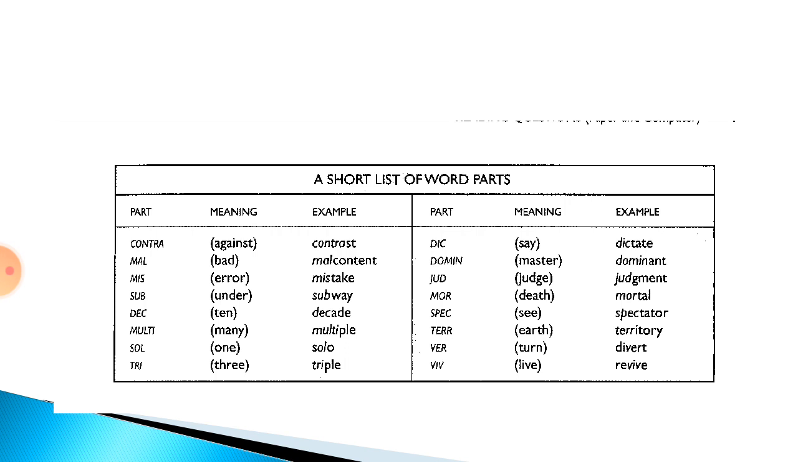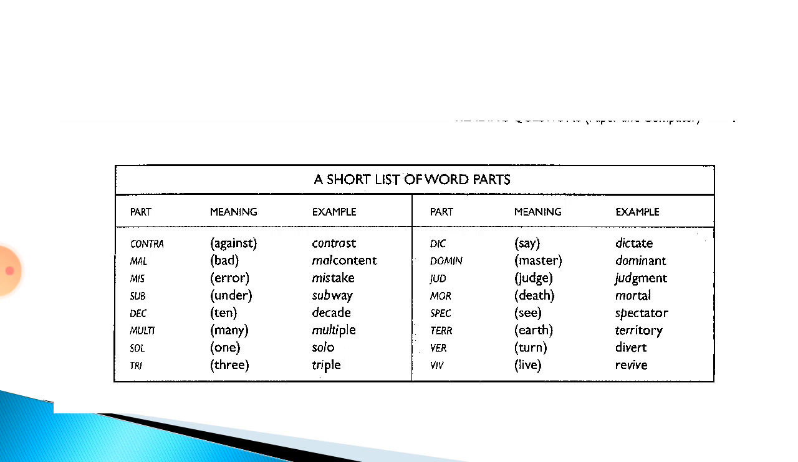The part "dic" means to say. An example, "dictates." The part "domin" means master. For example, "dominant." The part "jud" means judge. For example, the word "judgment." The part "mor" means death. For example, the word "mortal." The part "spec" means see. An example, the word "spectator."